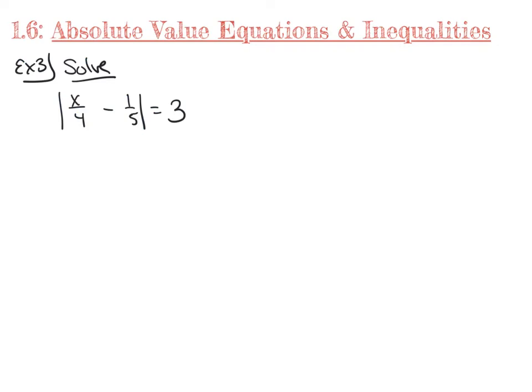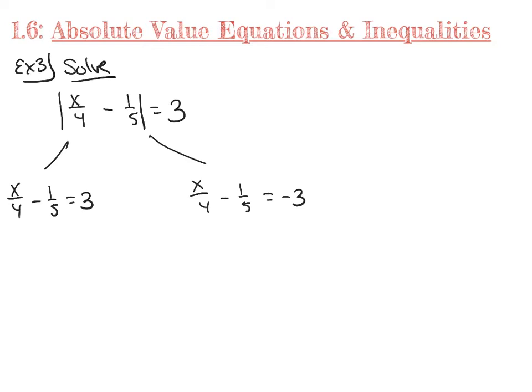So let's solve the absolute value equation, the absolute value of x over 4 minus 1 over 5 equals 3. Okay, the absolute value has already been isolated, so I'm going to break this apart into two equations. One where x over 4 minus 1 over 5 equals positive 3, and the other one where x over 4 minus 1 over 5 equals negative 3. And solve each one of those.